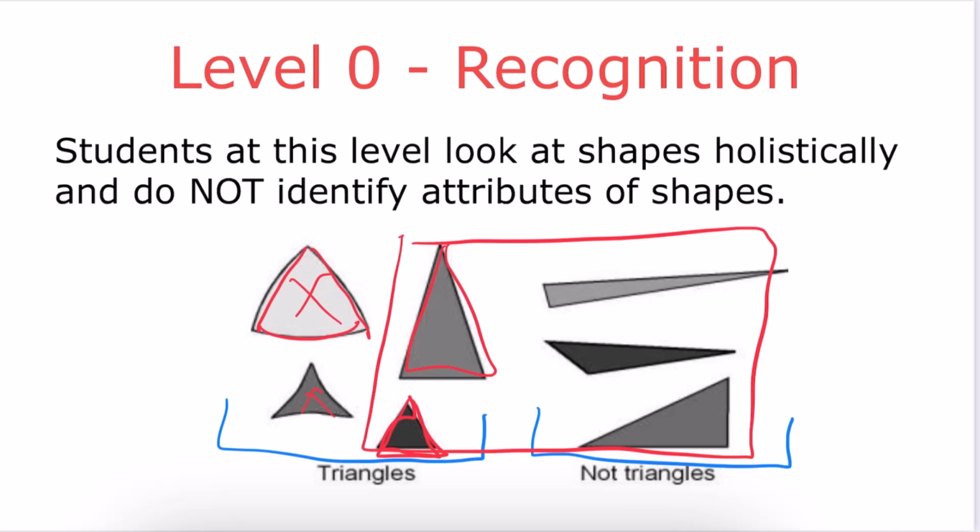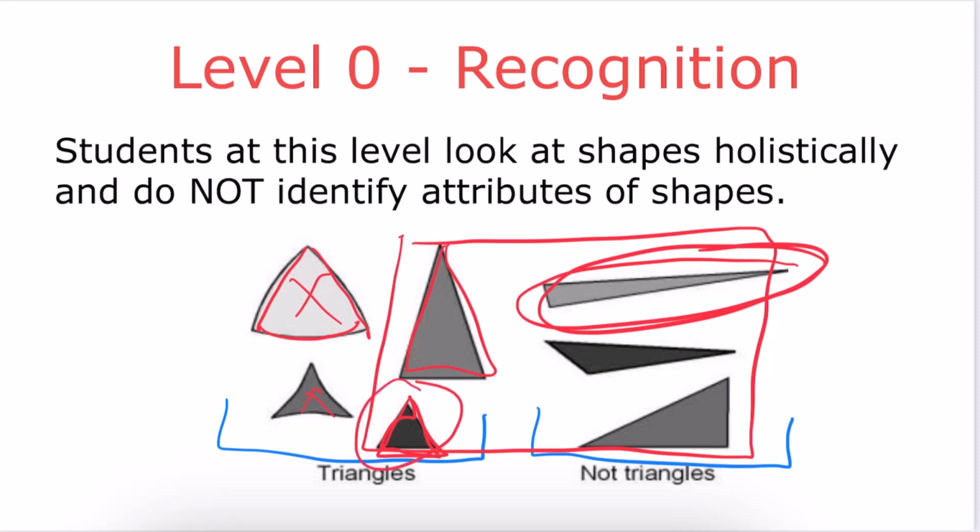A student who looks at it holistically is like, yeah, that looks like what a triangle should look like. But when they're presented with a triangle like this, they say, oh, that's not a triangle because it's too long and skinny. And triangles don't look like that. Triangles have to look more like this in order to be a triangle.